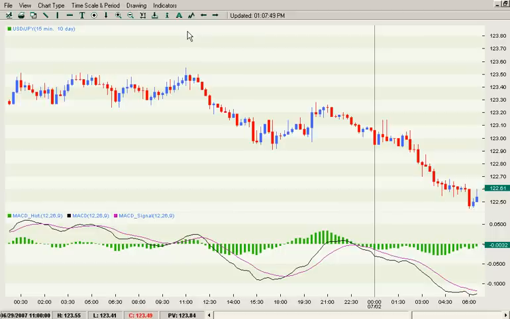So it's a top-down process. You want to start and get an idea of what could be happening at the higher levels, and then structure a trade to the lower levels that give you a nice high reward, low risk trading opportunity.